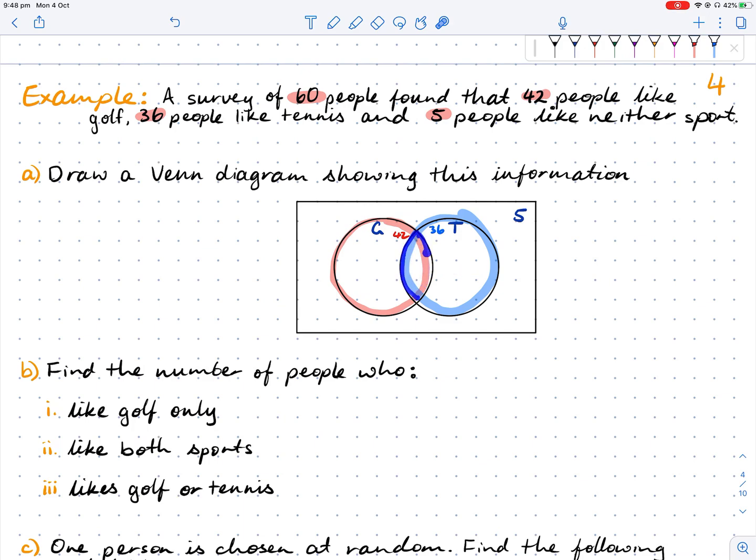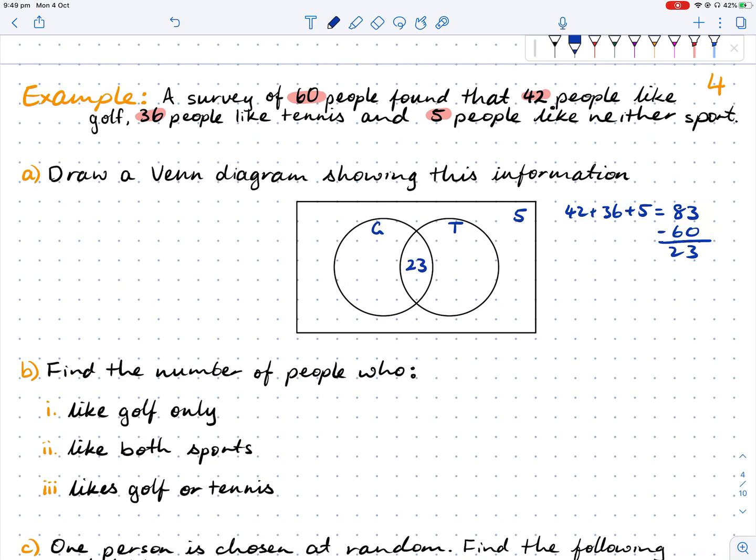So to work out what the overlap is, what we're going to do is add all of these numbers together, and then whatever the value is greater than 60 is going to be the overlap, because that's going to be the number of people who have been double counted. So if I've got 42, 36, and the 5, when I add those together, I've got 83. So we've got 23 people that have been double counted, which means that the overlap is going to contain 23 people.